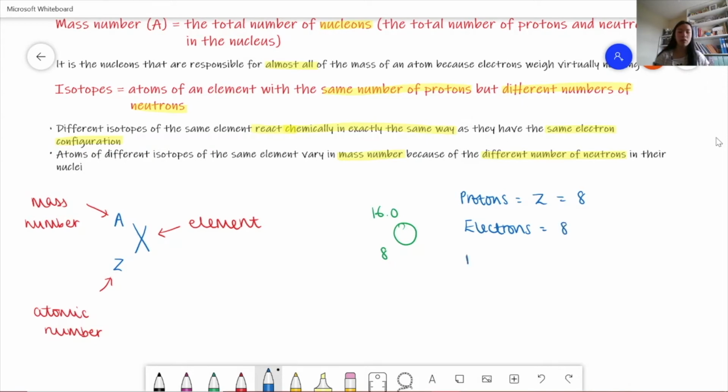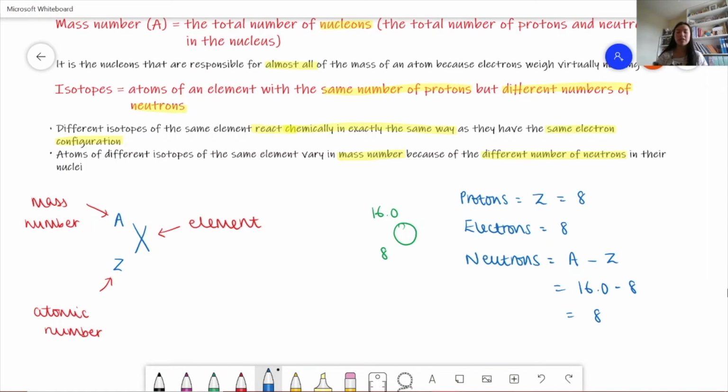And then for the number of neutrons, we need to use the fact that the mass number is the total number of nucleons, so adding protons and neutrons together. And so that means the number of neutrons must be the mass number, which is A, minus Z. So it must be 16 minus 8, which is equal to 8. So we must have 8 of each of these subatomic particles in an atom of oxygen.